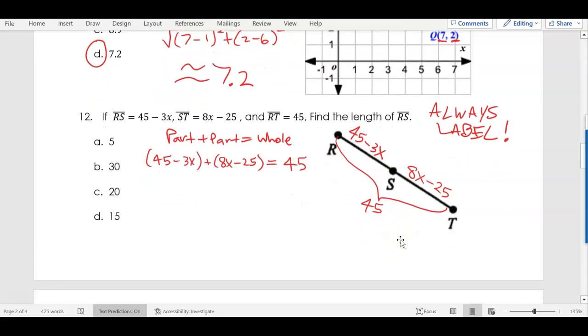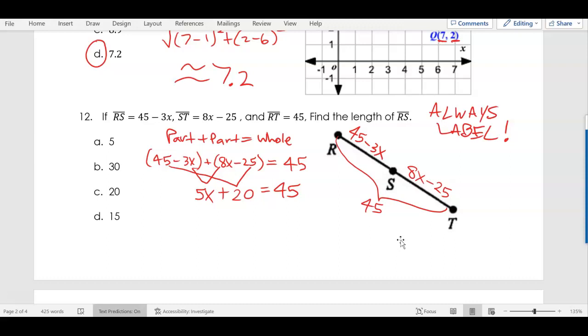Can you solve this? Can you combine like terms? Negative 3 plus 8, those x's combine to make 5x. And then those numbers, 45 and minus 25. What is 45 minus 25? 20. Okay, not 70. Don't add two positive numbers. You have 45 plus a negative 25 should give you 20. Bring down equals 45, and now it's a two-step equation.